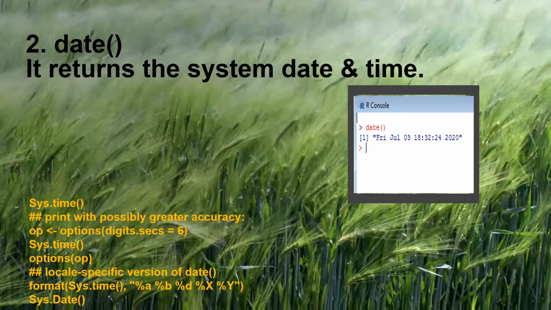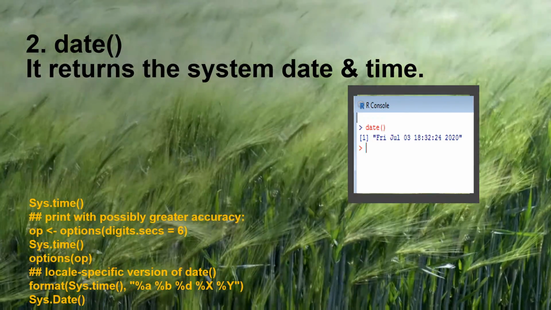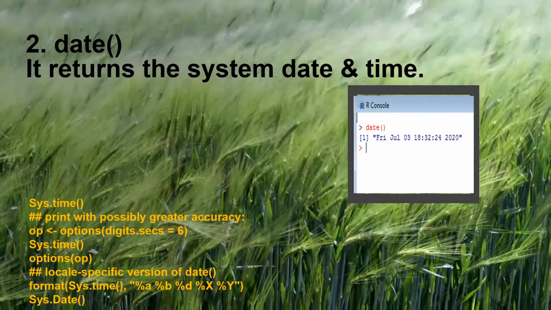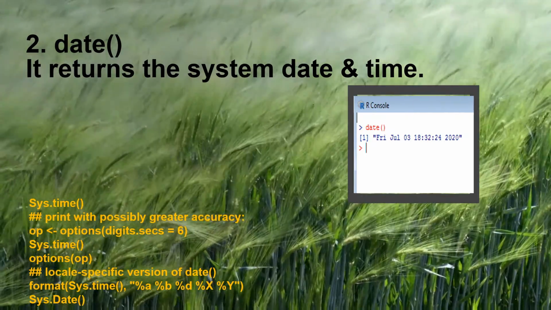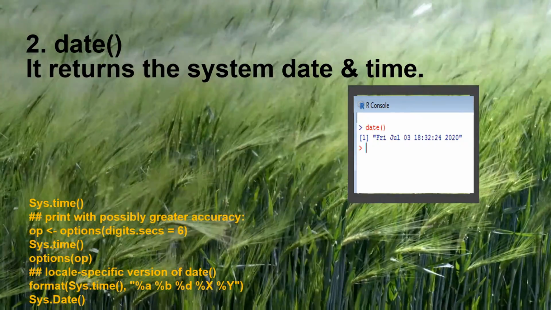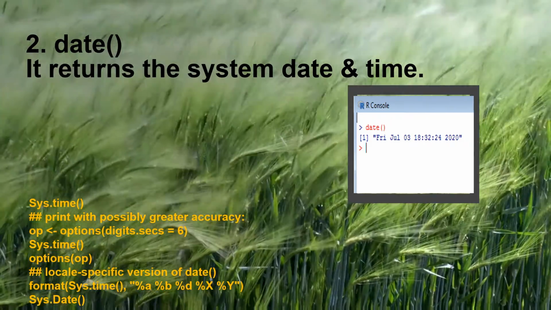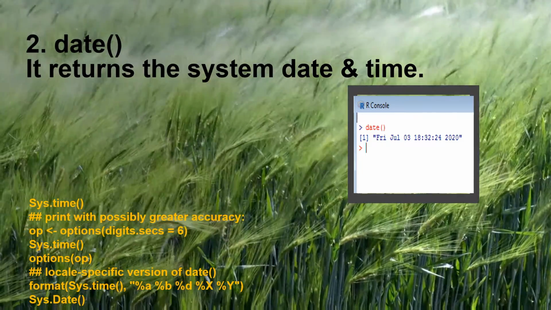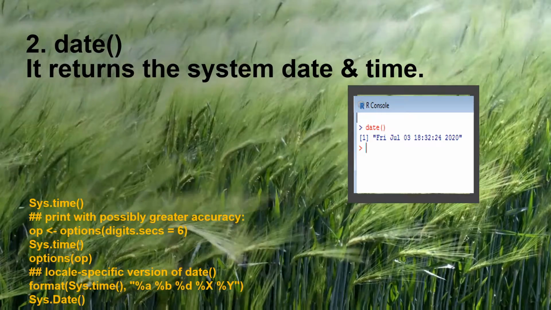Another function is just date. There we saw Sys.Date where S was capital and D was capital. Here it's only date, so the d should be small. It returns the system date and the time altogether. See the example, it returns Friday, then July 3, the timing, and then the year. Here I have used the same format which I explained earlier.